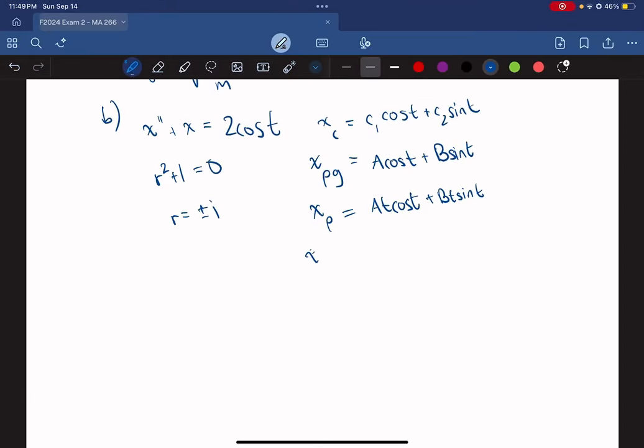And then from there, you're going to take the derivatives up to the double prime, because there's a double prime here, and we're just going to plug it in, right?